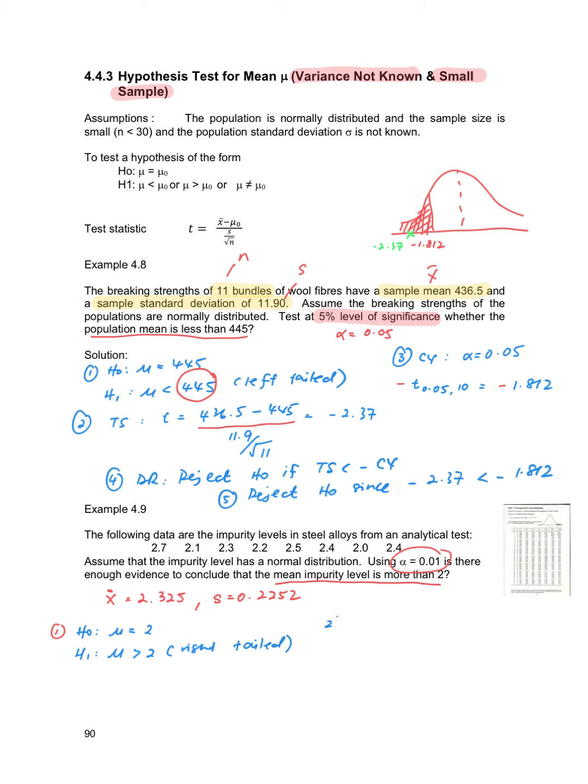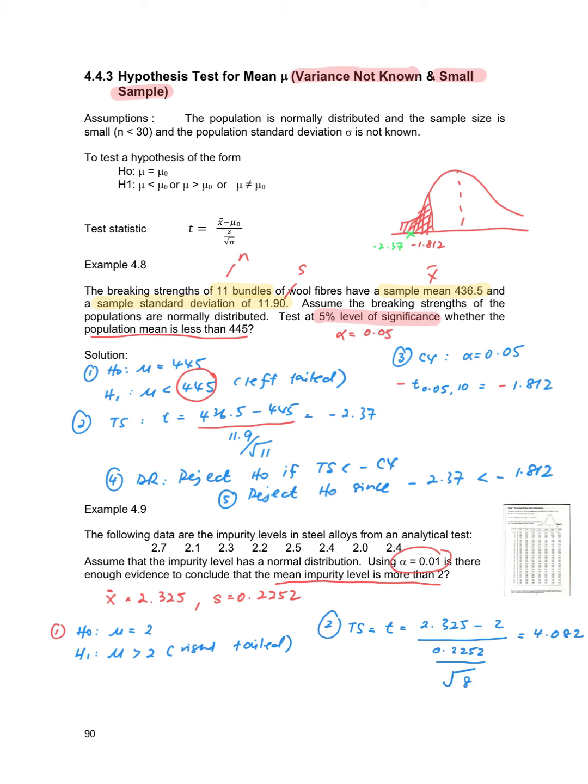Okay, the second step, calculate your test statistic. So our test statistic is T because we do not know the population variance or population standard deviation and our n is small. We only have a sample size of 8 here. So test statistic is T equals x bar, 2.325 minus mu naught. Our mu naught is 2, over S over square root n. 0.2252 over square root 8. So finally we get T equals 4.082.